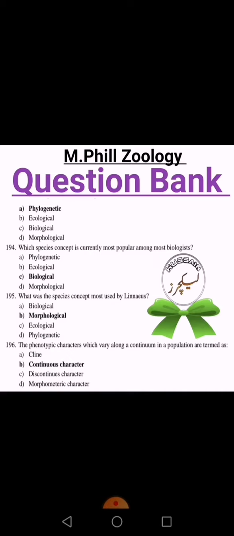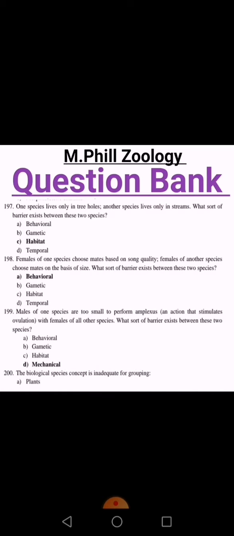Which species concept is currently most popular among biologists? That is biological. What was the species concept most used by Linnaeus? That is morphological. The phenotypic characters which vary along a continuum in a population are termed as continuous characters. One species lives only in tree holes, another species lives only in streams. What sort of barrier exists between these two species? That is habitat. Option C is right.